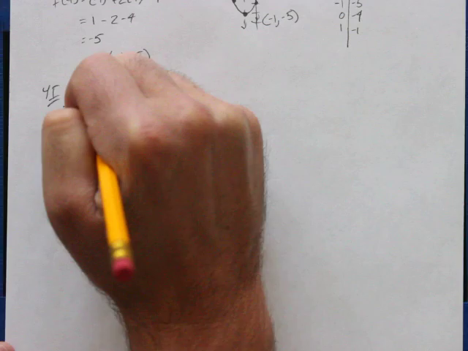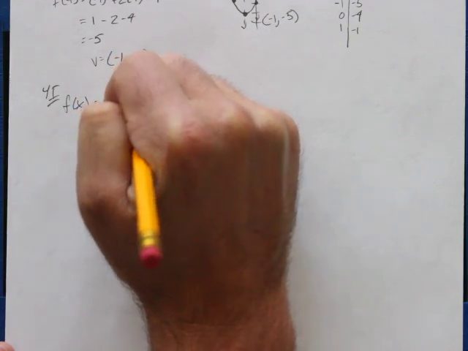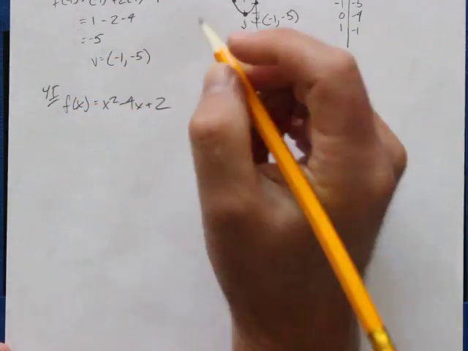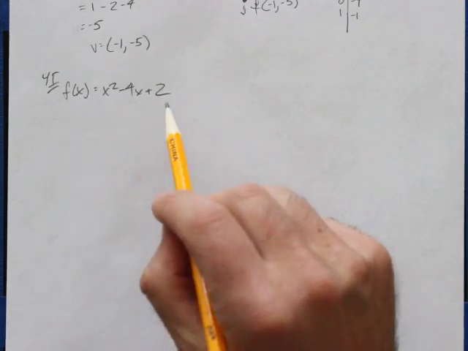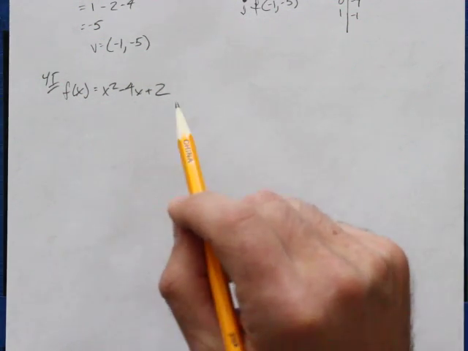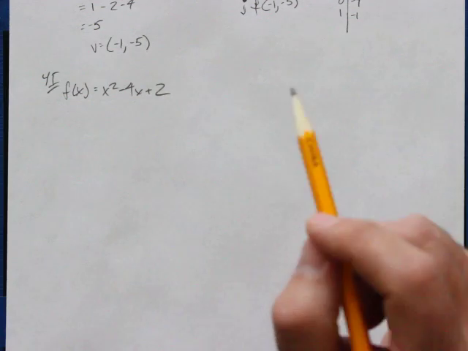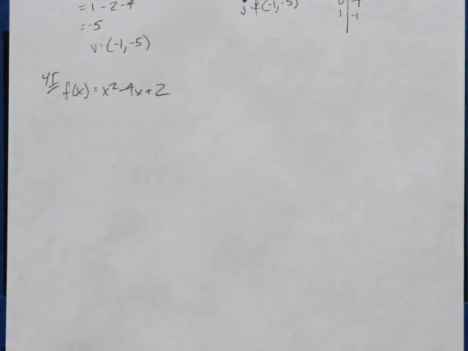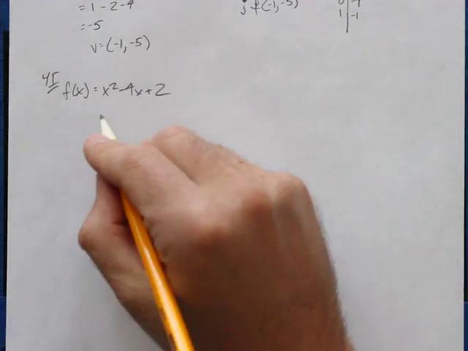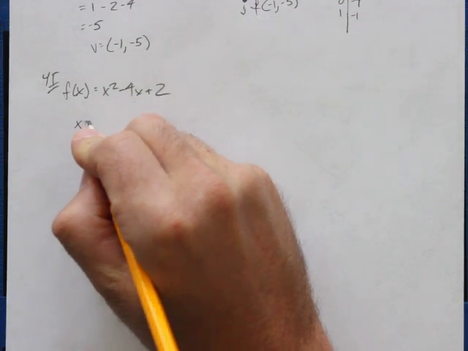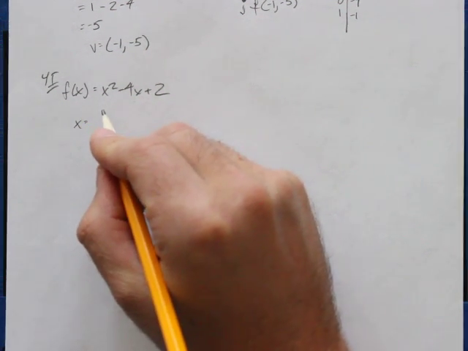f of x equals x squared minus 4x plus 2. All right, use the 3 steps, graph this, and then unpause the video once you're done. Pause now, go. All right, let's see how you did. x equals negative b over 2a.